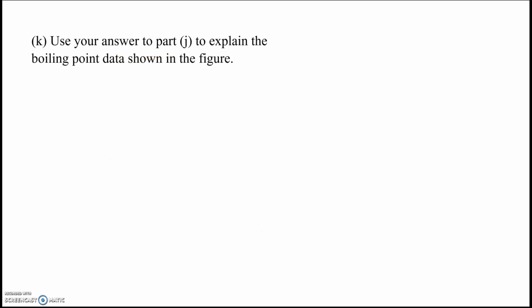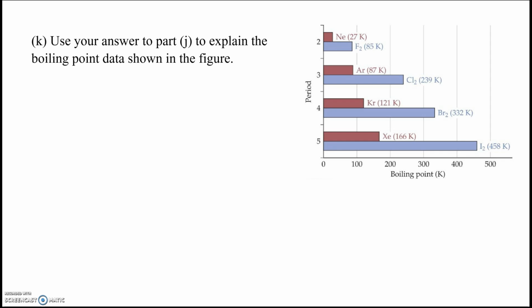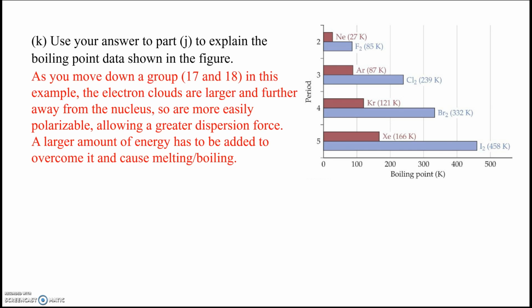Now we're going to use our answer to part J in the previous question to explain the boiling point data that we see in this figure. We're comparing neon, argon, krypton, and xenon, and then again to the halogen gases in blue. So as you move down a group, 17 and 18 in this example, the electron clouds are larger, they're further away from the nucleus, so they are more easily polarizable. This allows a greater dispersion force. A larger amount of energy has to be added to overcome this polarizability and therefore to cause melting and boiling.